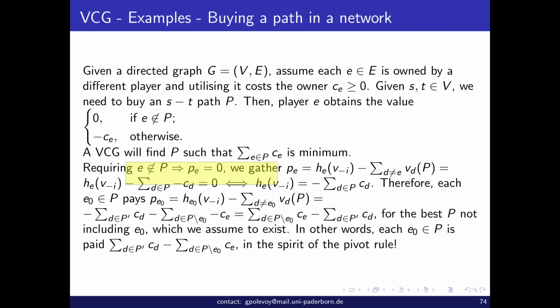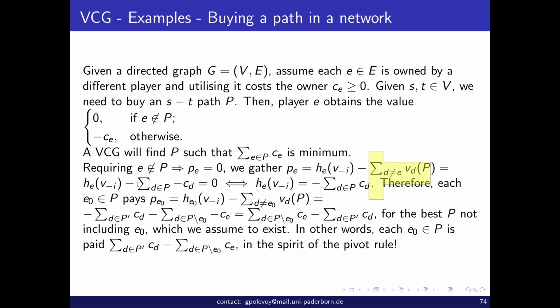So the player not in the path will not pay anything. That means that, being not in the path, your payment is the h_e based on the values of the others, minus the sum of the values of the others of the chosen path. So what are the values of the others of the chosen path?